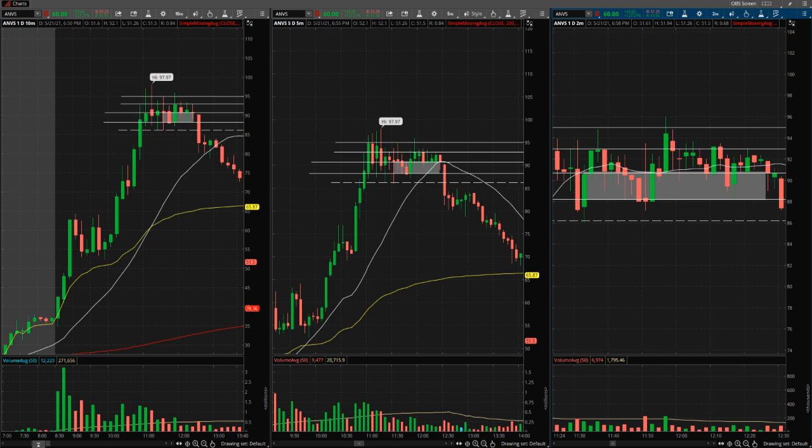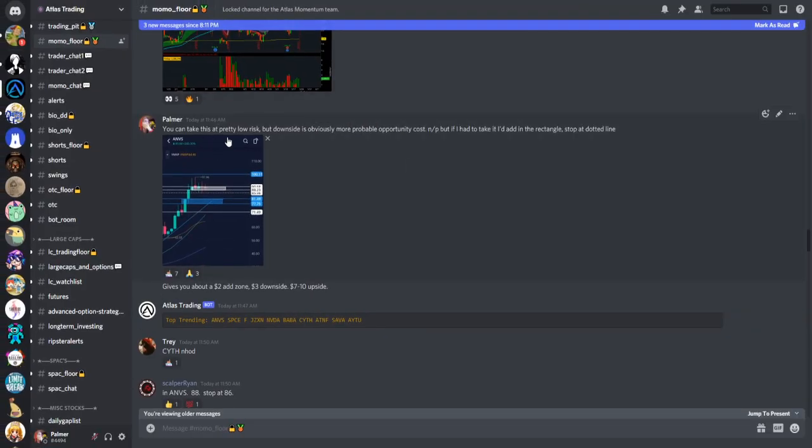Okay, so here's what I said. You can take this at pretty low risk. Downside is obviously more probable opportunity cost. Now, what does that mean? That means that the stock is gapped up huge on the day, and this is really the first time we're seeing significant consolidation. Otherwise it had just been halt after halt after rally after rally.